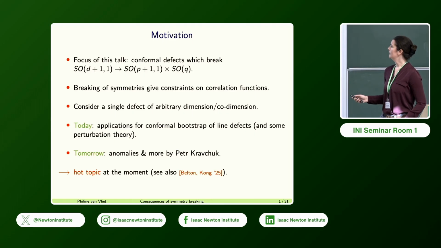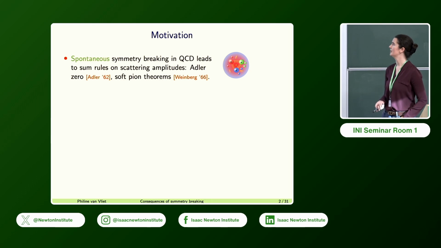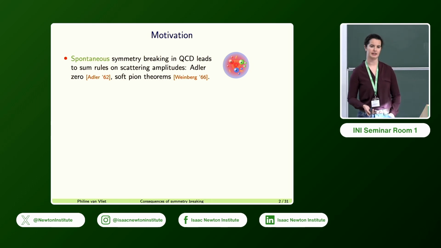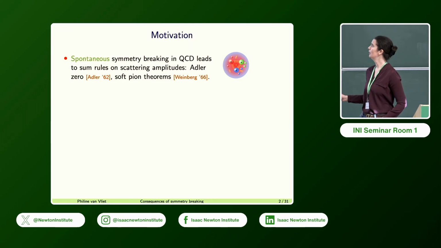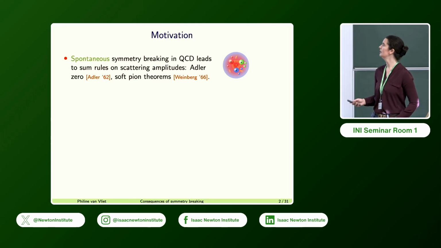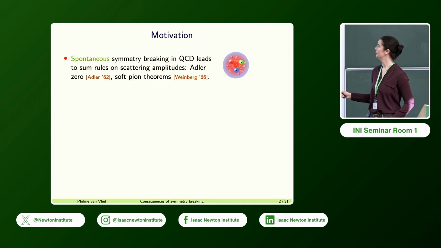So we're going to derive some constraints coming from the breaking of these symmetries. The way we derive these constraints is a bit reminiscent of what happens in QCD when you have spontaneous symmetry breaking. In QCD, this leads, as everyone knows, to massless Nambu-Goldstone bosons. You can also derive some rules on scattering amplitudes of these Goldstone bosons, which are the pions. This was already done in the 60s, and it famously leads to the Adler zero, which indicates that in the soft limit, these scattering amplitudes vanish.